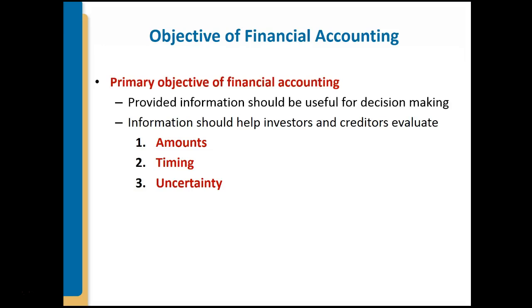So in summary, the primary objective of financial accounting is to provide investors and creditors with information that's going to help them make decisions. That information should help investors and creditors evaluate amounts, timing, and risk or uncertainty of the enterprise's future cash receipts and disbursements. The better this information is, the more efficient will be the investor and creditor resource allocation decisions.